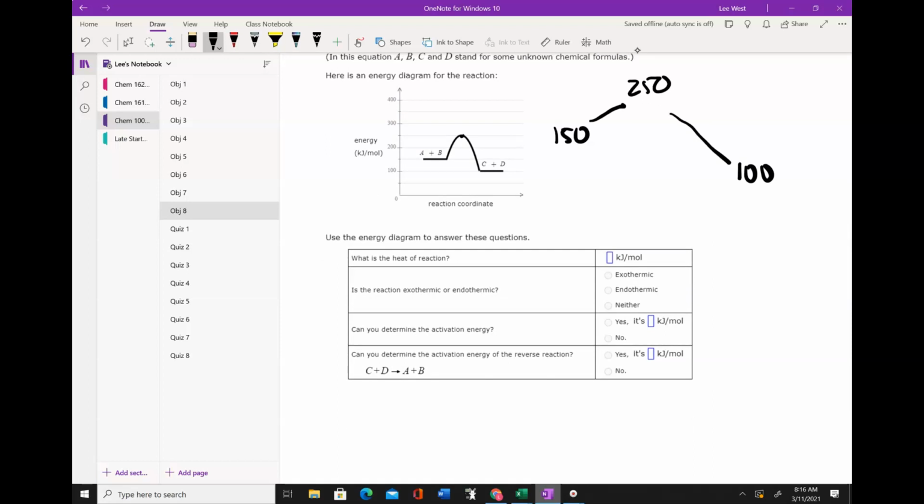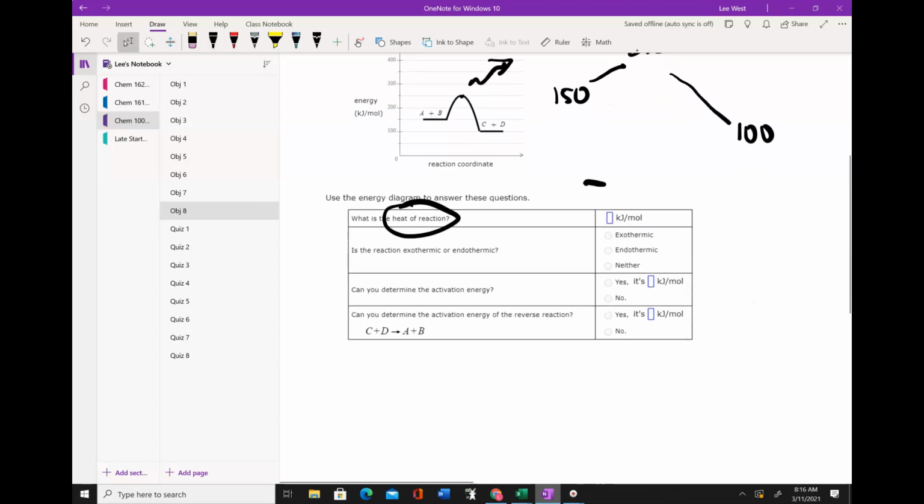Then it asks, what is the heat of reaction? The first thing to recognize is that the products lie at lower energy than the reactants. So this reaction is losing energy, losing heat. So it needs a negative sign for the heat of reaction because of that. And we're going from 150 down to 100.